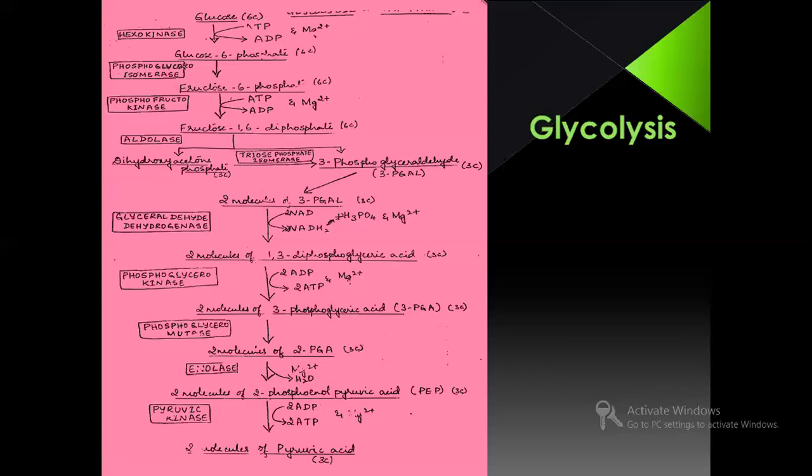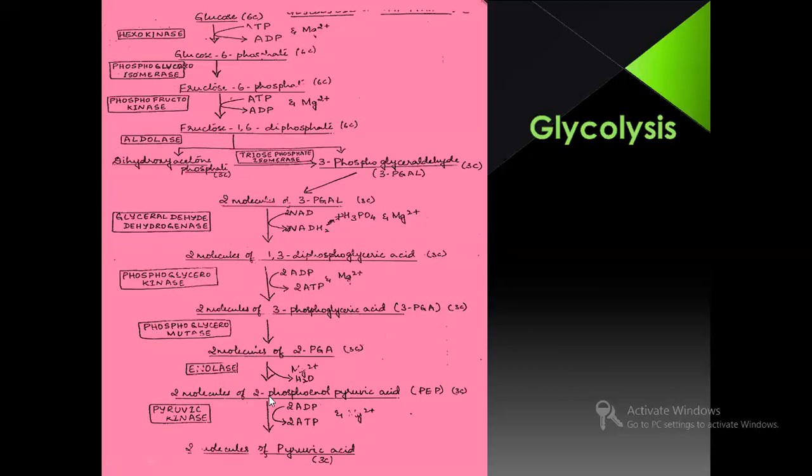And now these two molecules of phosphoglyceraldehyde, what they do, they lose a molecule of water in the presence of an enzyme referred as enolase to form two molecules of phosphoenol pyruvic acid, what we usually call as PEP. PEP molecule, that is nothing but your phosphoenol pyruvic acid.